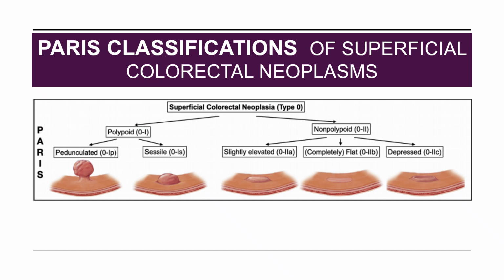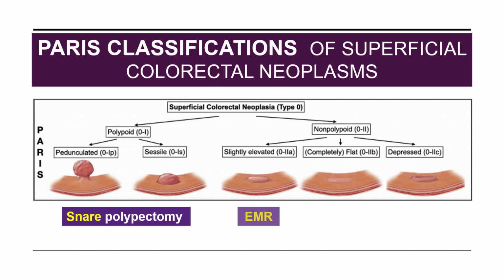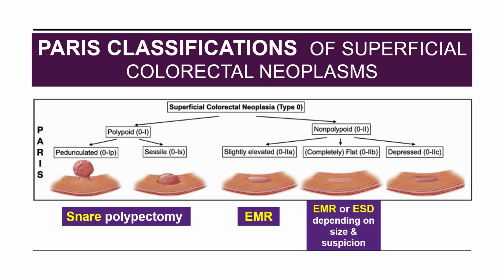Paris classification, as we said, 1B is pedunculated. 1S is best treated with snare polypectomy, while type 2A is low risk, so you have to do EMR. Type 2B intermediate risk, you have to do EMR or ESD depending on the size and suspicious features. Type 2C is high risk, so doing ESD or surgery.